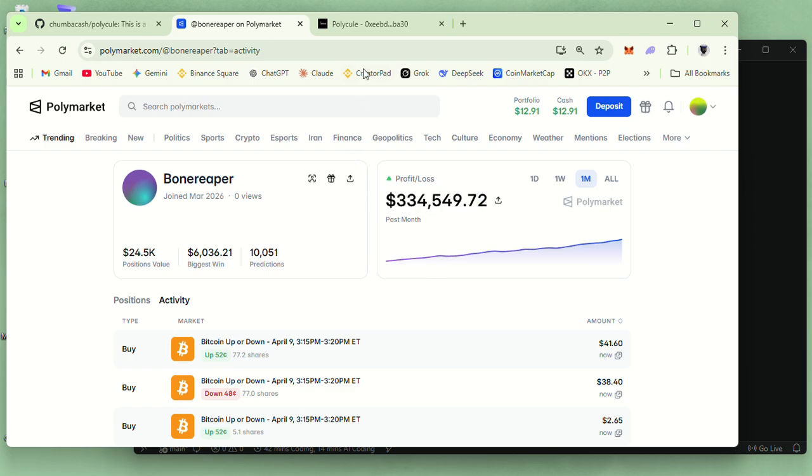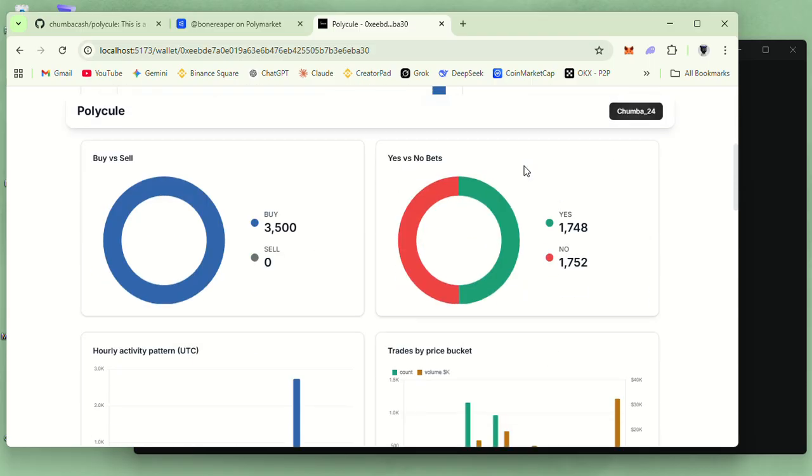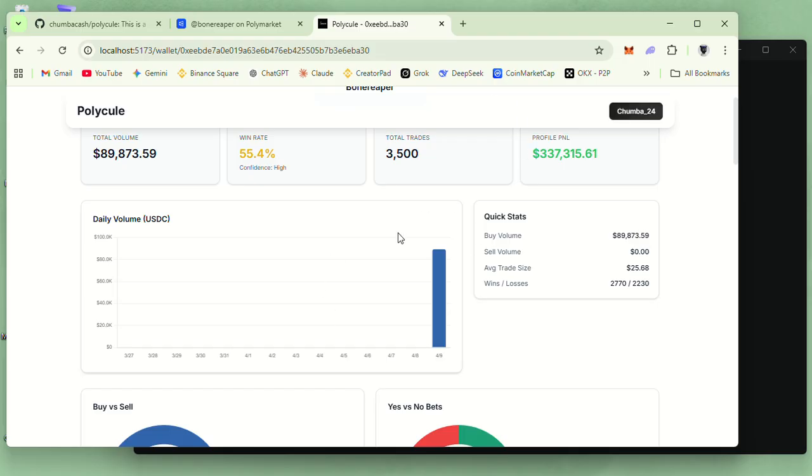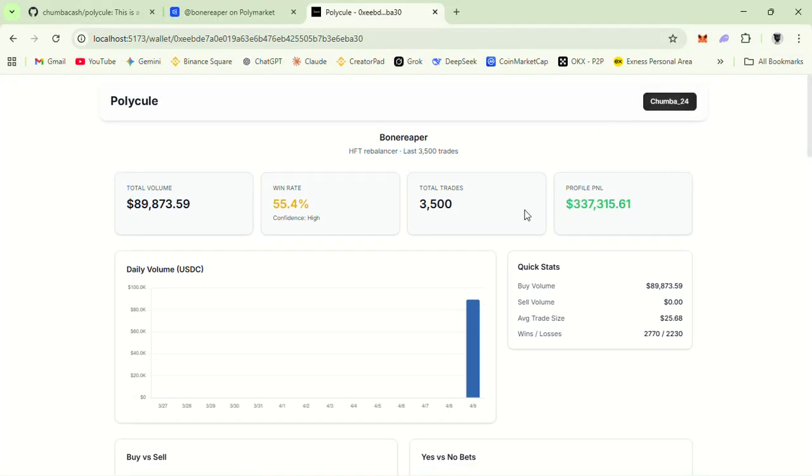So what if we do an analysis on this wallet? What I came up with is, today I improved some features in the application. Maybe before that, you can check out what the current improvements are.